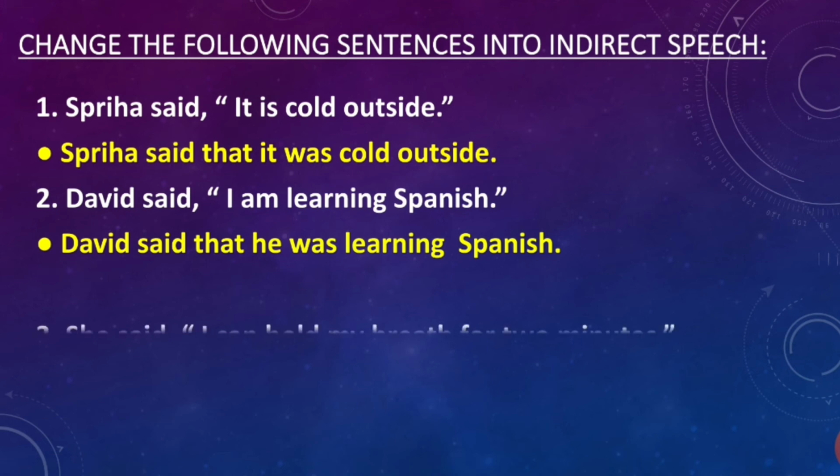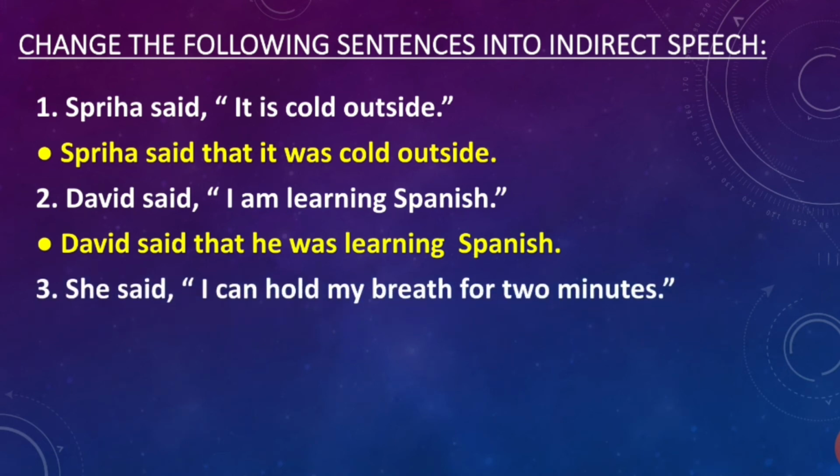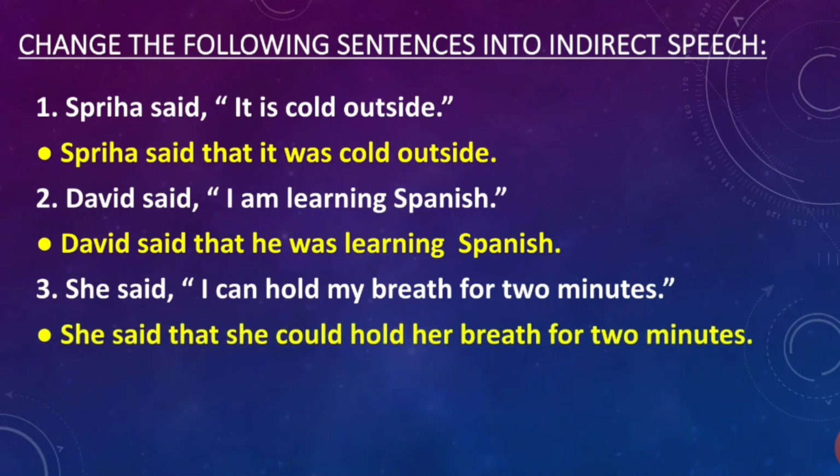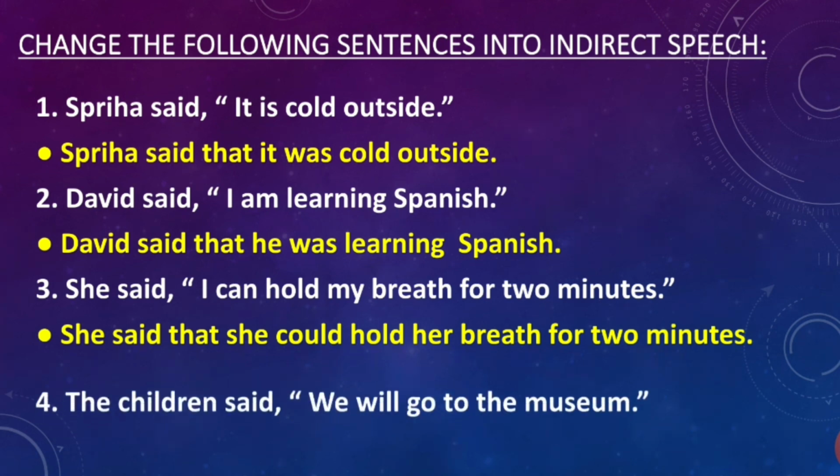See the third sentence. She said, "I can hold my breath for 2 minutes." Now let us see the changes. She said that she could hold her breath for 2 minutes. Here you can see that I has changed into she, can is changed into could, and my is changed into her. Now see the fourth sentence.